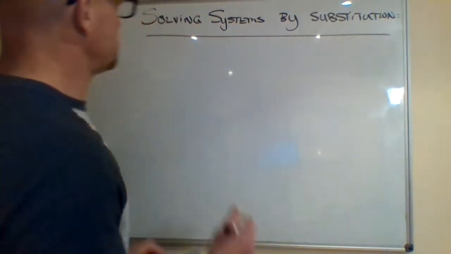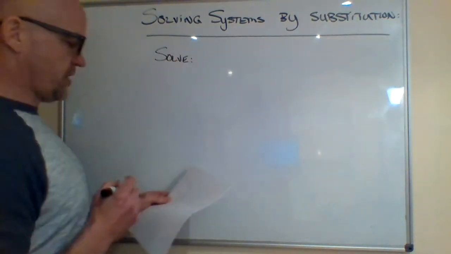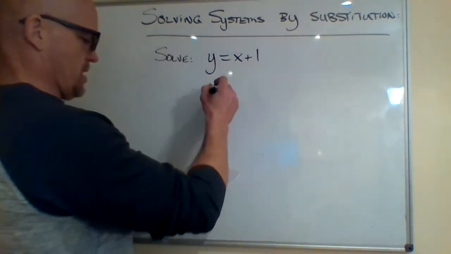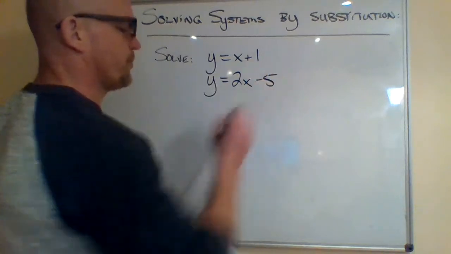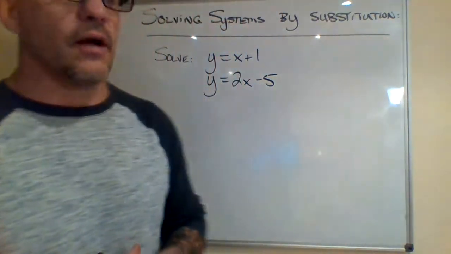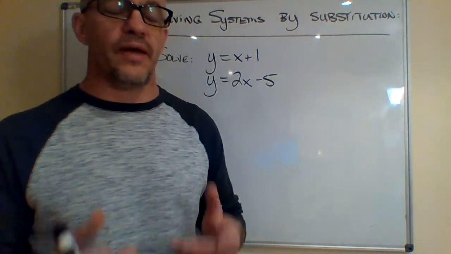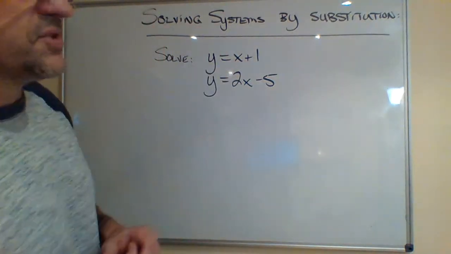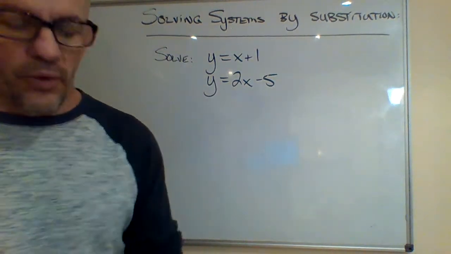So we'll start with the system that we are going to solve, and that system is y equals x plus 1 and y equals 2x minus 5. Now, we could go ahead and graph these and find their point of intersection, but like I said before, we need another method in case things don't work out so well. So what we're going to do is use substitution. Now remember what we're doing here. We're trying to find the point of intersection.